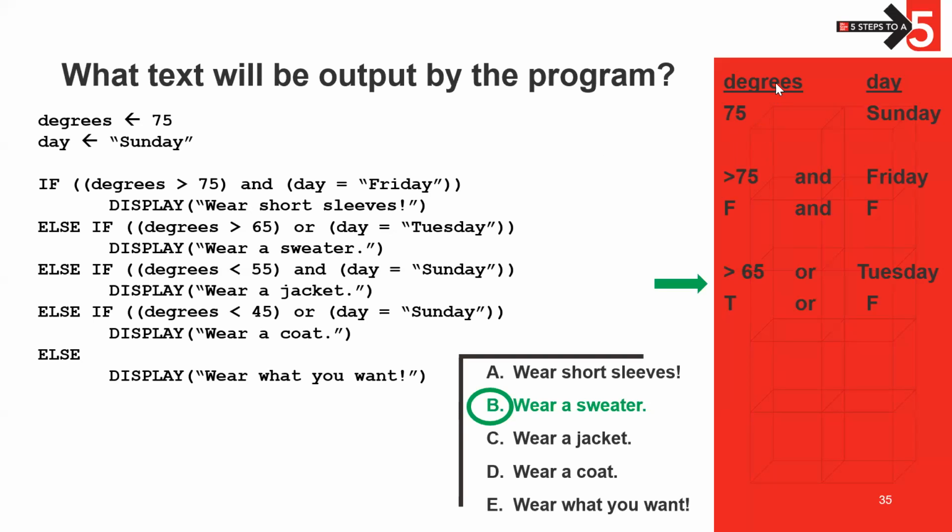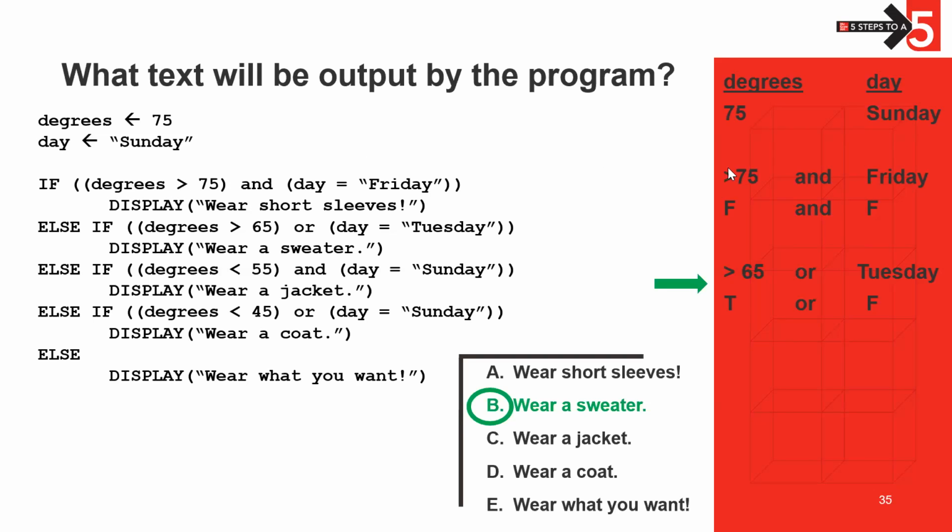And as you can see over on the right here, again, this is another thing you can easily put into your booklet. Okay, so degree starts at 75, the day is Sunday. Now we have and or statements. So you have to remember whenever you have an and, it's only true when both operands on either side of it are true. All right, an or is true when either or both operands are true, but you need at least one to be true for the whole condition to be true.